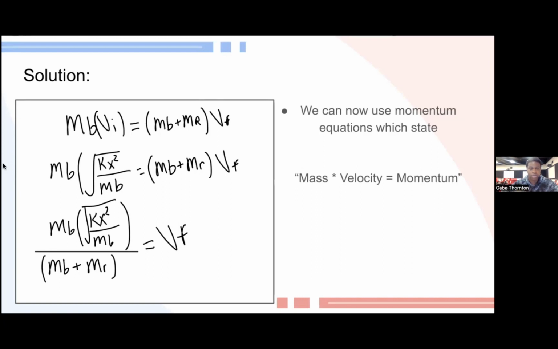So now we know we need to get our V final alone. How do we do this? We take our combined masses and divide it by MB times the square root of KX squared over MB. And once again, our square root of KX squared over MB is our velocity initial in the previous equation, back when we were using energy.